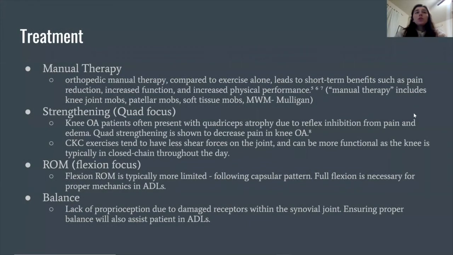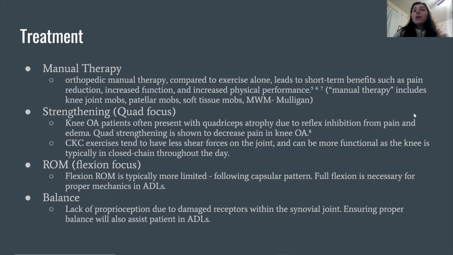So, treatment options for these patients. First up, we have manual therapy. The research says that orthopedic manual therapy compared to exercise alone leads to short-term benefits, emphasis on that short term, such as pain reduction, increased function, and increased physical performance. It's important to note here that these are short-term benefits, like I mentioned, so this can help our patients get out of that acute inflammatory phase, but it's not going to have a long-term effect on their overall prognosis.